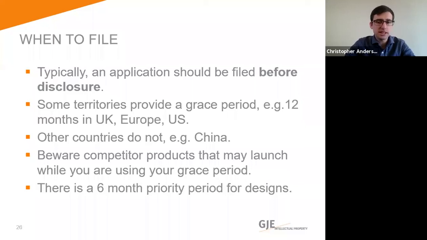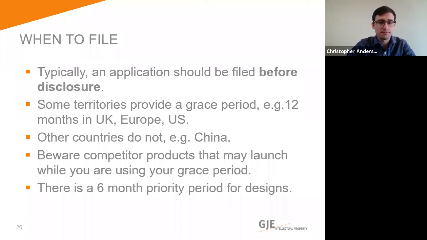So this can be useful to enable you to gauge the success of your design on the market before you commit to filing an application. However, one thing you should be wary about is that not all countries do offer such a grace period, with one notable exception there being China, which of course could be a likely manufacturing territory for products that may be covered by design rights. So if you were to disclose your product before you'd filed any registered design, then in countries that don't offer grace periods, it's very likely that you will not be able to obtain protection for your design.